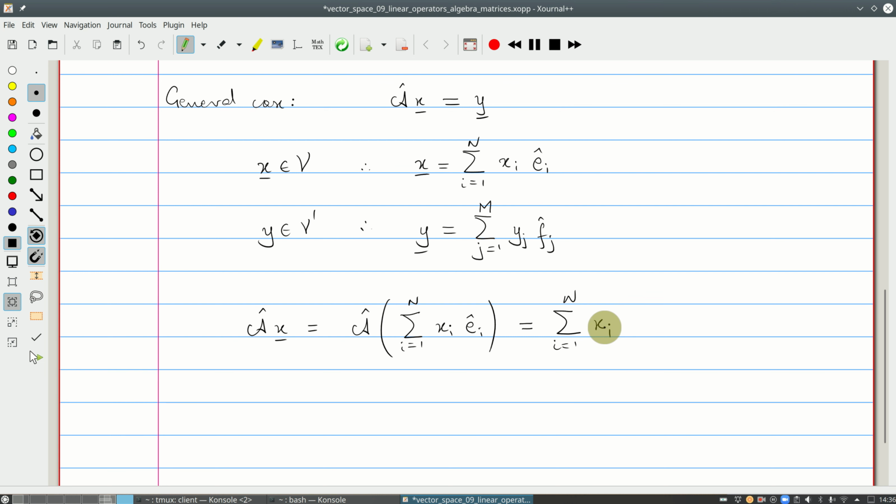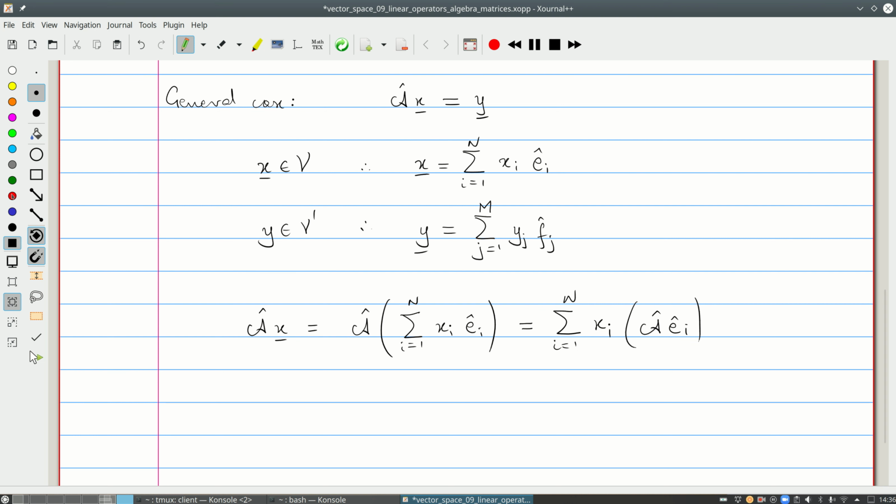Remember, xi is a scalar here, so it's a linear combination of A hat operating on each vector in turn. All right. So what I need to know now is, what does this operator do to each of the basis vectors? Now, if I knew how A operated on each of the basis vectors, then I could say exactly how it would operate on any vector in that space.